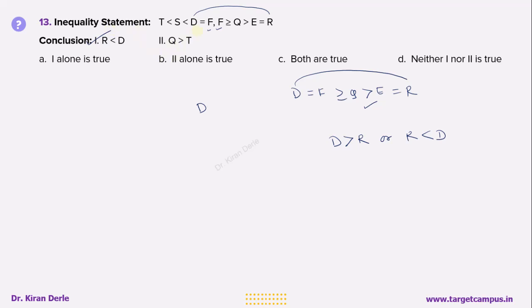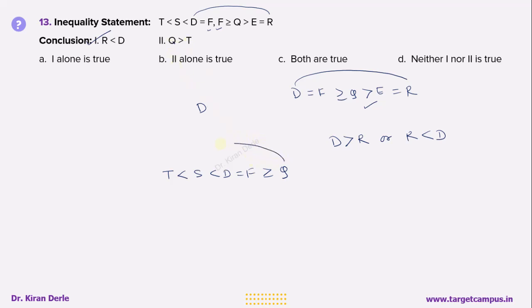Okay, Q and T, who will be connecting us? Again F will be connecting us. So the first statement is T is less than F, F is less than D, equal to F, and F is greater than or equal to Q. So is it true that Q is less than T?